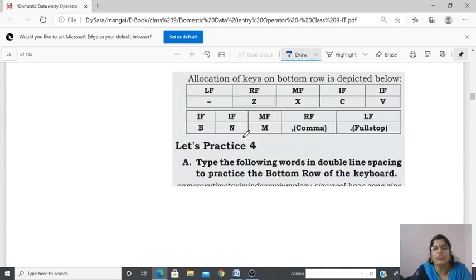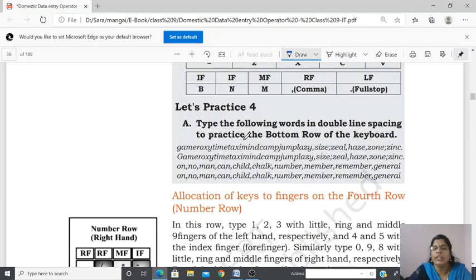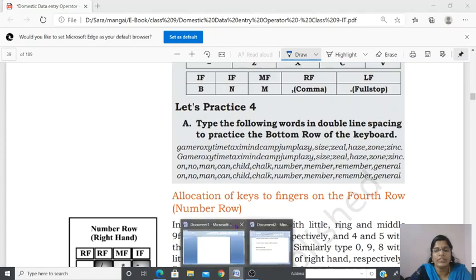Then the fourth exercise you have to follow. Type the following words in double line spacing to practice the bottom row of the keyboard. So for the bottom row, what are the letters? GAMEROXY. This is a mixture of everything, I think. Okay, so you can try that.